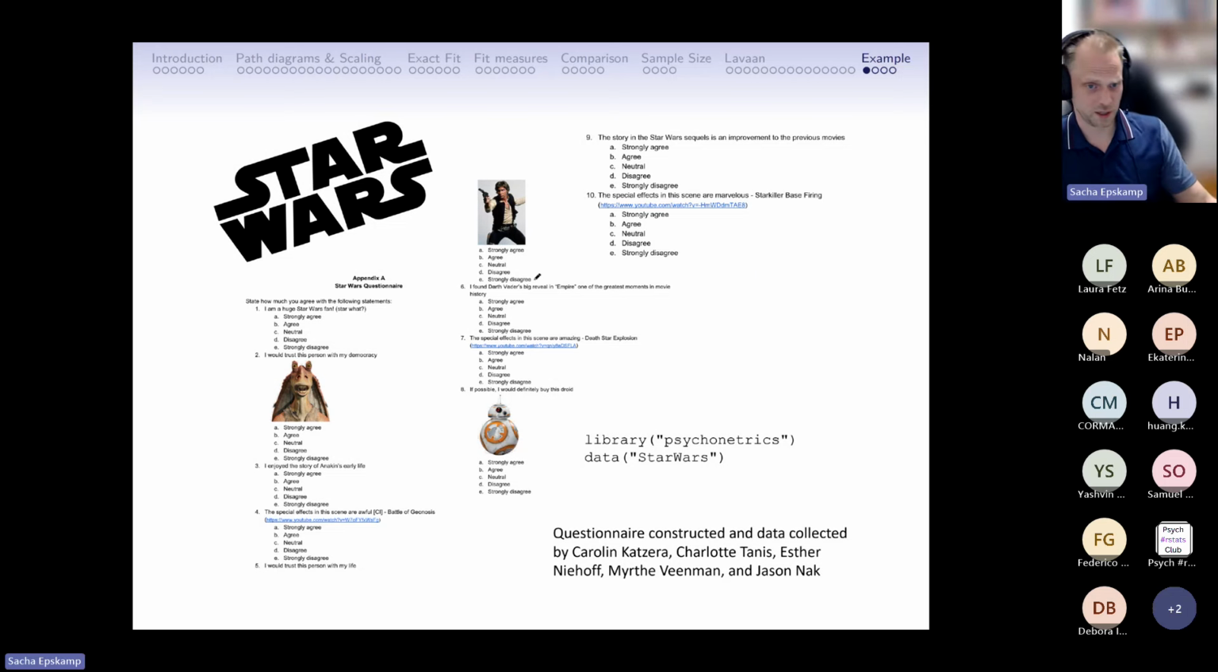So this group did that. They had a questionnaire that they came up with themselves to measure Star Wars fandom. There were 10 questions. The first one was, "I am a huge Star Wars fan."